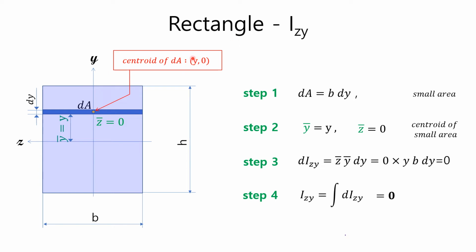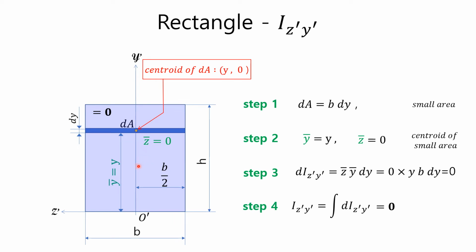What happens when the origin of coordinates is located at the centroid of a rectangle? At the first step, dA is b dy. In the second step, we locate the centroid of a small area dA, which is y bar and z bar. They are y and 0 respectively. Therefore, in the third step, dIzy prime equals 0. In the fourth step, we have nothing to integrate. Therefore, the result is 0.